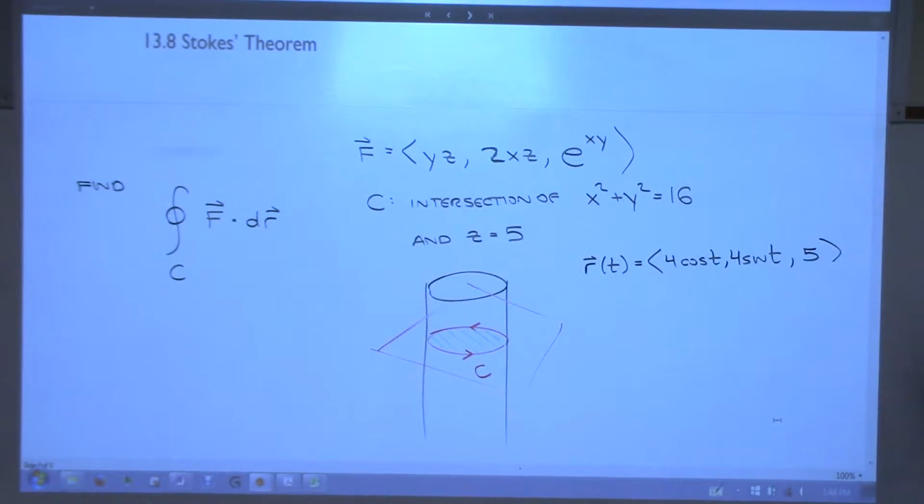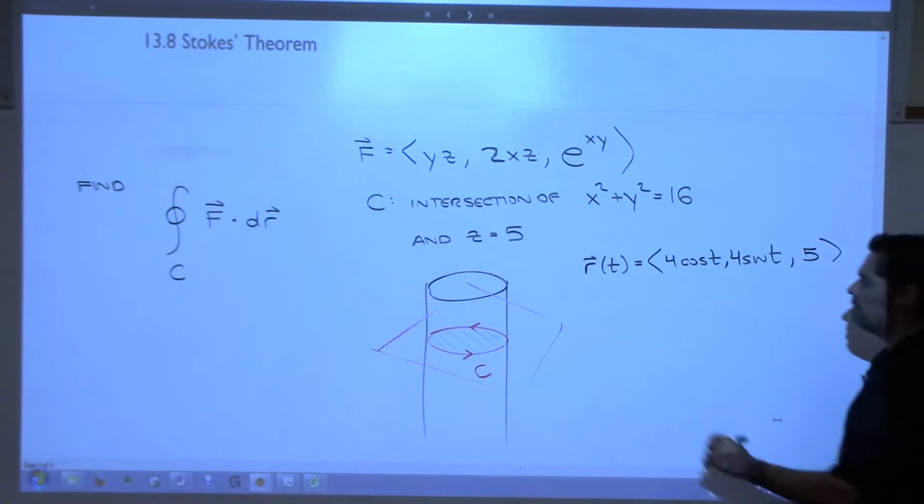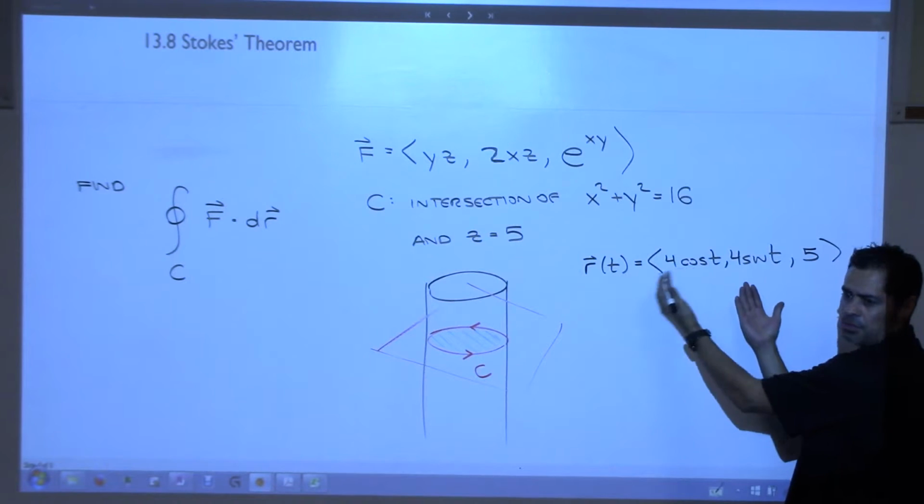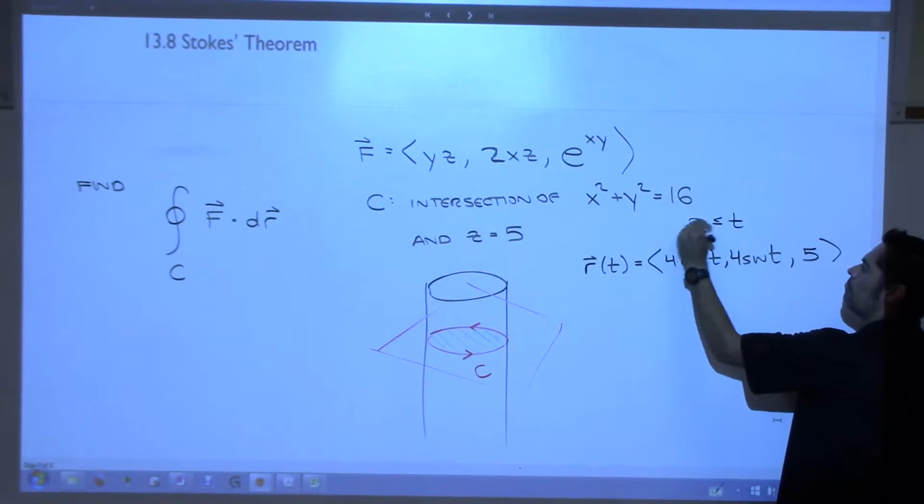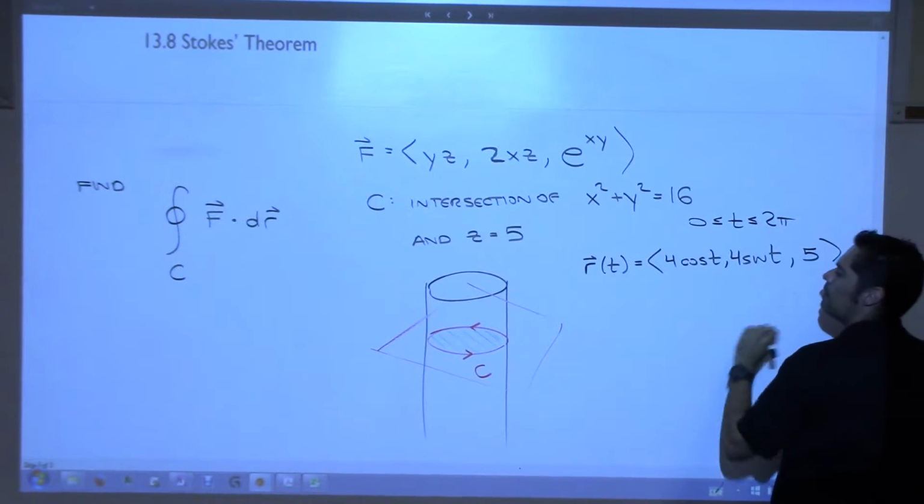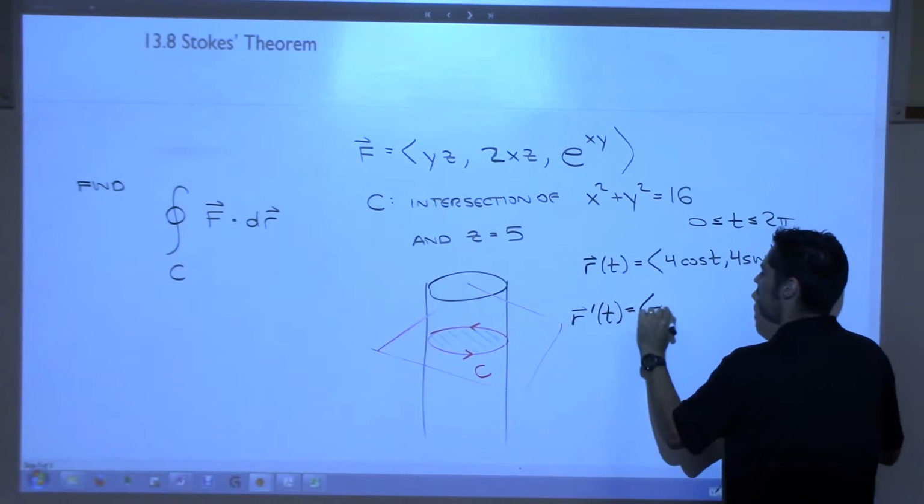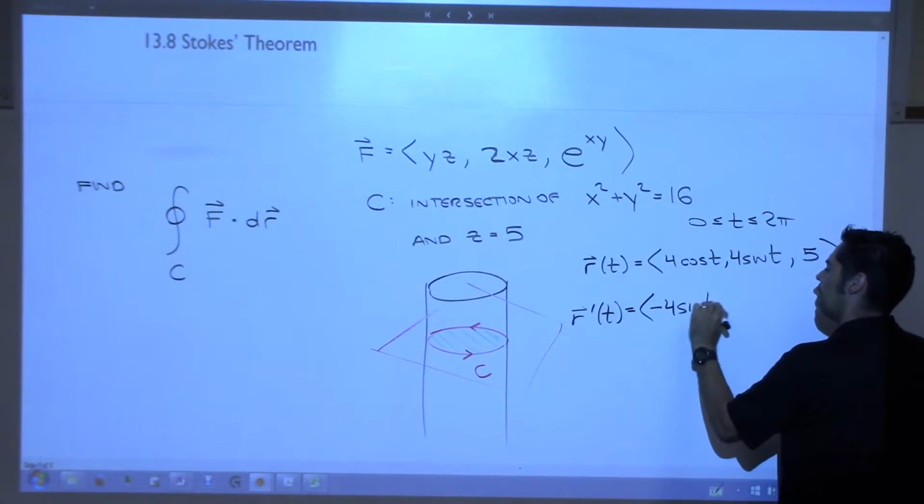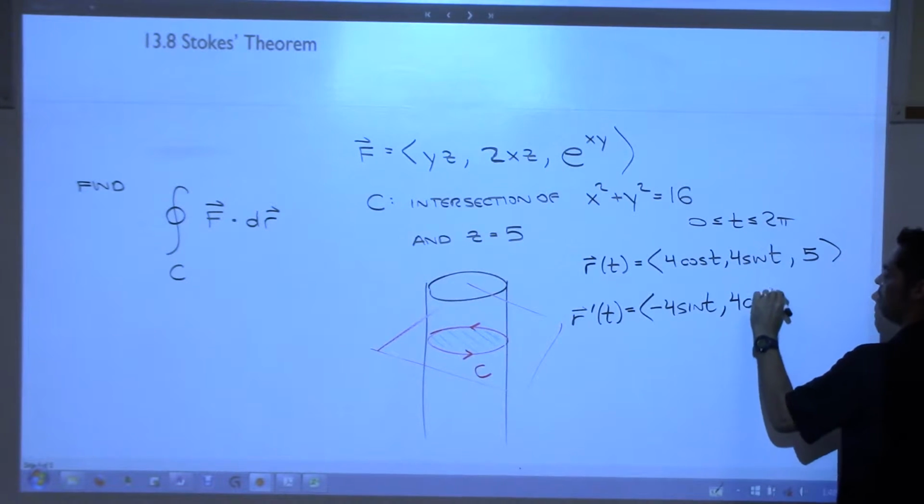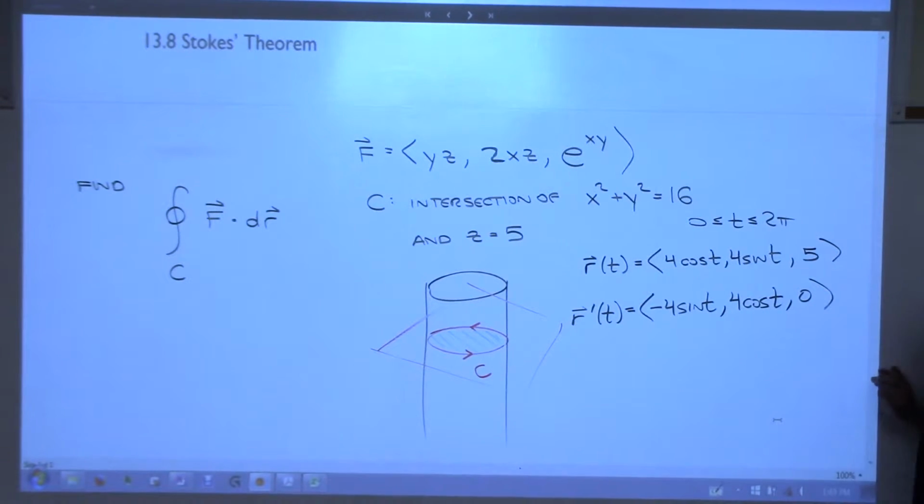All right, let's go through. What are we going to need? The derivative, right? So we're going to need the derivative of this. Oh yeah, t is between 0 and 2 pi. The derivative of this should also be pretty clean. Negative 4 sine t, 4 cosine t, and 0. What's next?